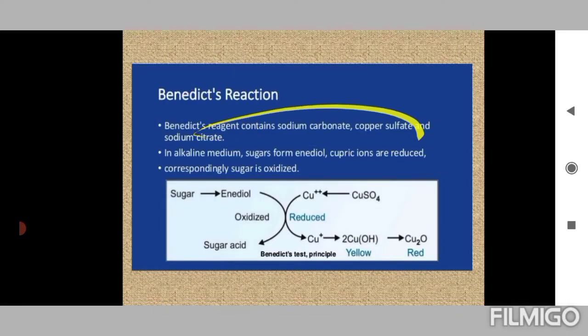Benedict's reagent actually contains sodium carbonate and copper sulfate, which can release cupric and then cuprous ions, and it also contains sodium citrate. In alkaline medium, sugar forms enediol, and this is the reaction which follows. And finally, sugar acid also is formed by oxidation of sugar. This is the reaction that happens. Sugar enediol oxidizes to sugar acid, and correspondingly this also happens. Copper sulfate releases cupric ions, then gets reduced to cuprous ions, then like this, cuprous hydroxide and cuprous oxide.